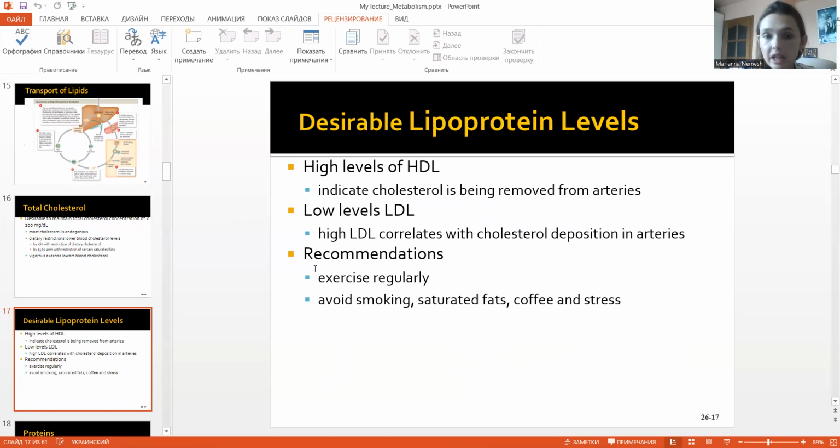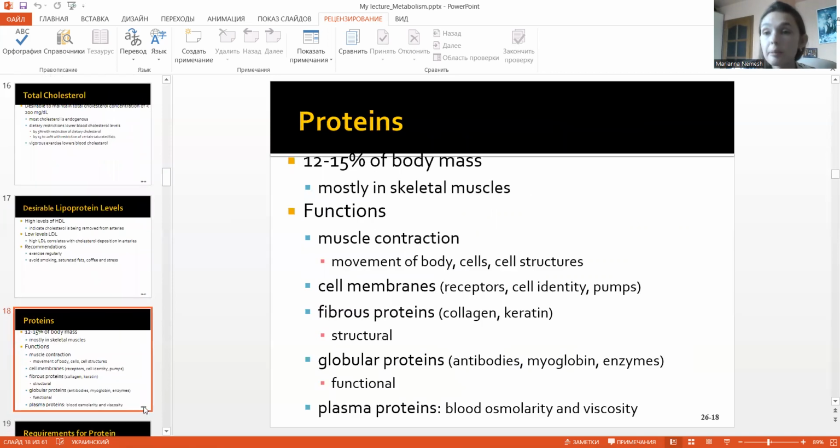What kind of recommendation could we give a person with a high level of low density lipids and cholesterol? Exercise regularly, avoid smoking, saturated fats, coffee, and stress. Now let us move to another type of nutrition.